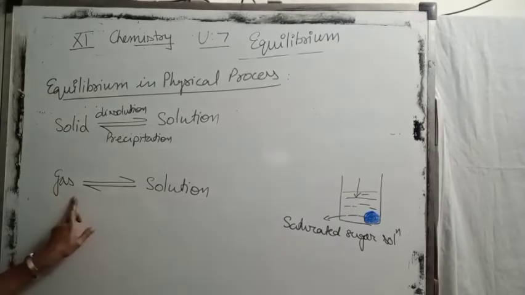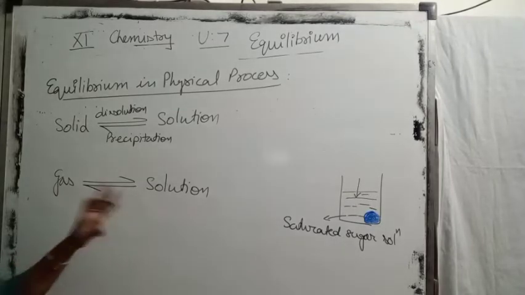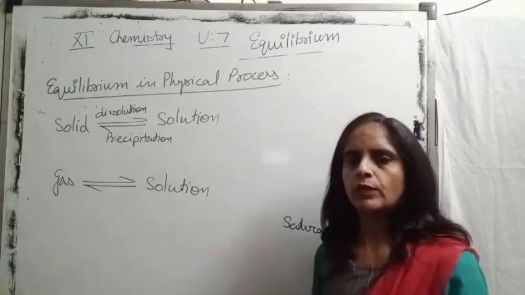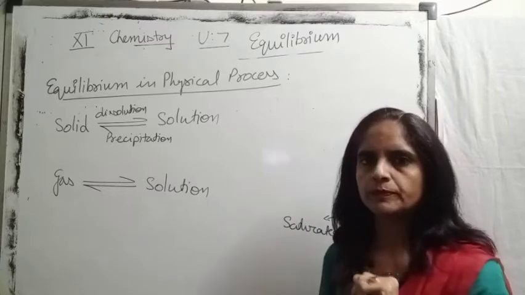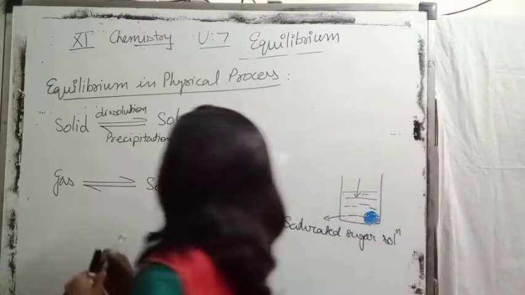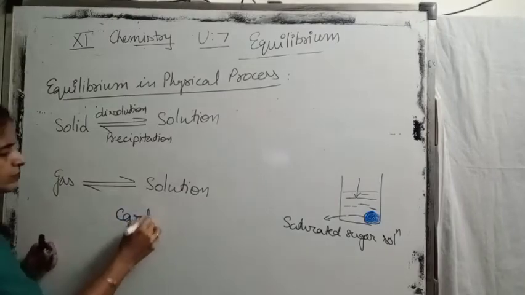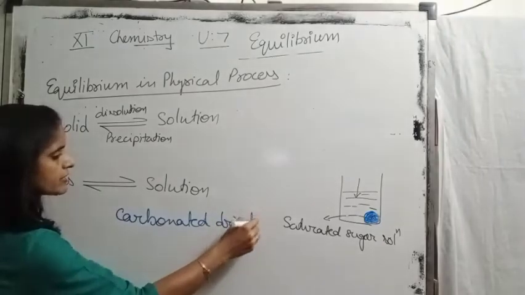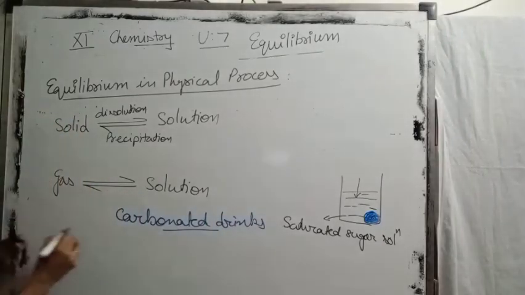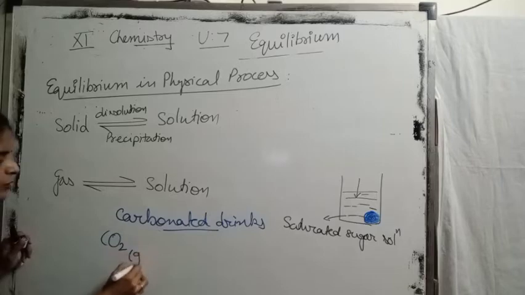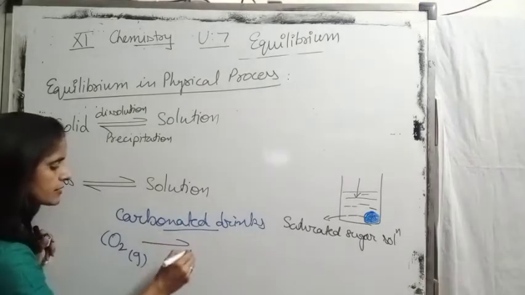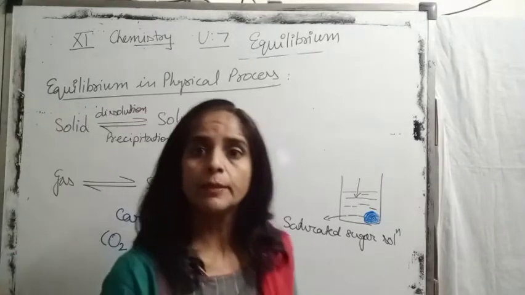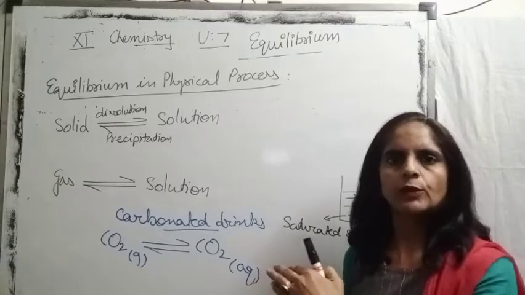And the last physical equilibrium which we are discussing is gas solution equilibrium, where the gas remains in equilibrium with its aqueous form. For this, a very good example we can take is carbonated drinks. With the help of this example, we can easily understand this equilibrium. What happens in carbonated drinks? CO2 in gaseous state remains in equilibrium with its aqueous form. This is the reason CO2 is dissolved under pressure into the aqueous medium.